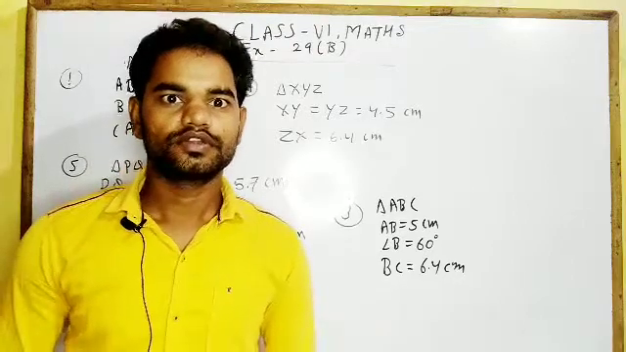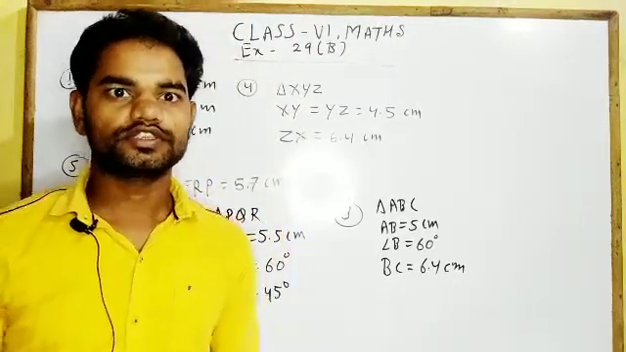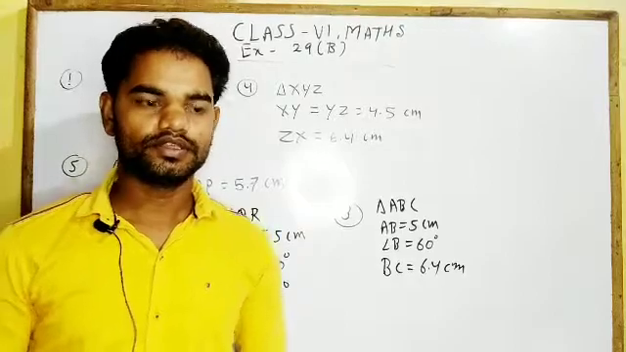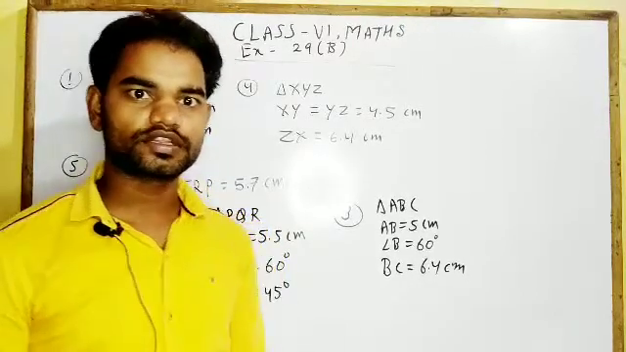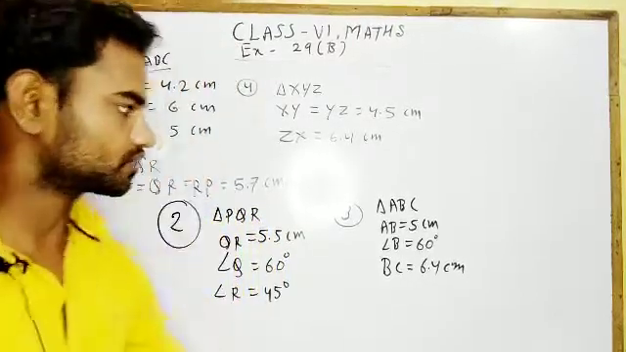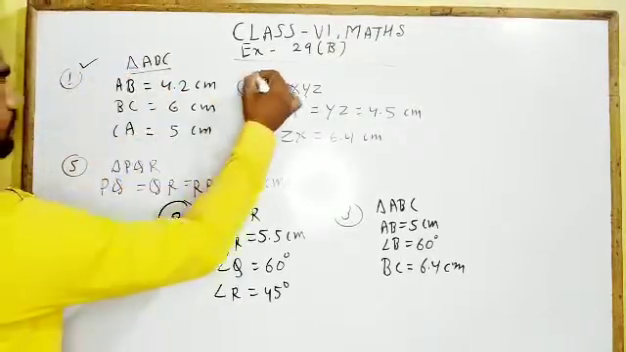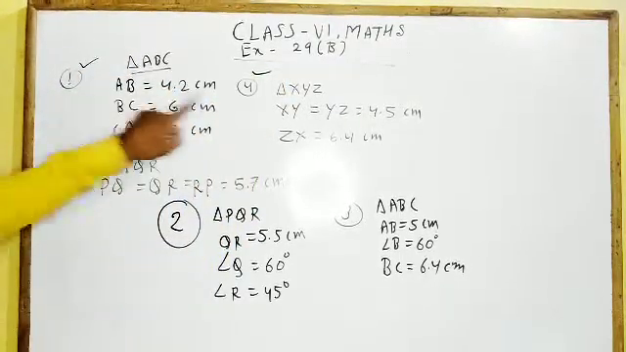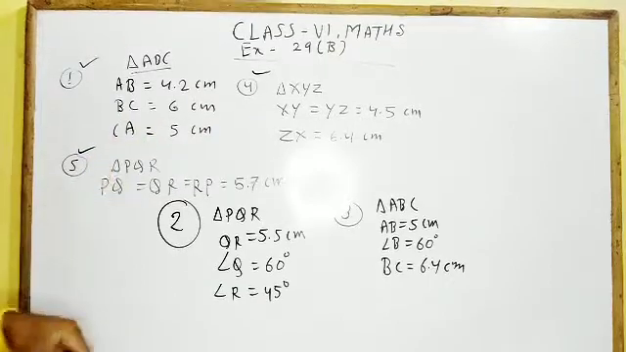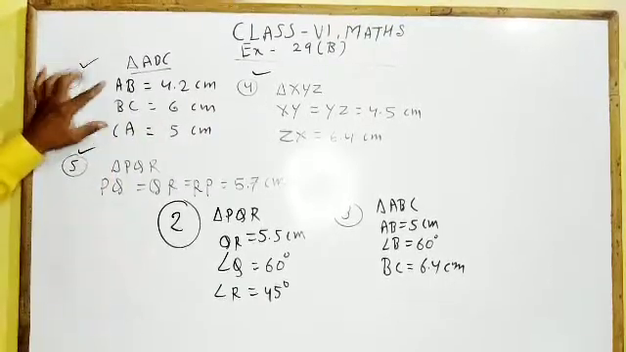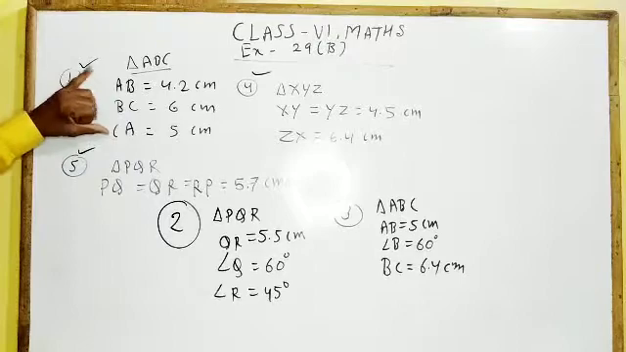Dear students, now start exercise 29B. In this exercise, only 5 questions are there. Out of these 5 questions, question 1, 4 and 5 are the same question. In the first question, all the 3 sides are given. The measurements of all these sides are given.